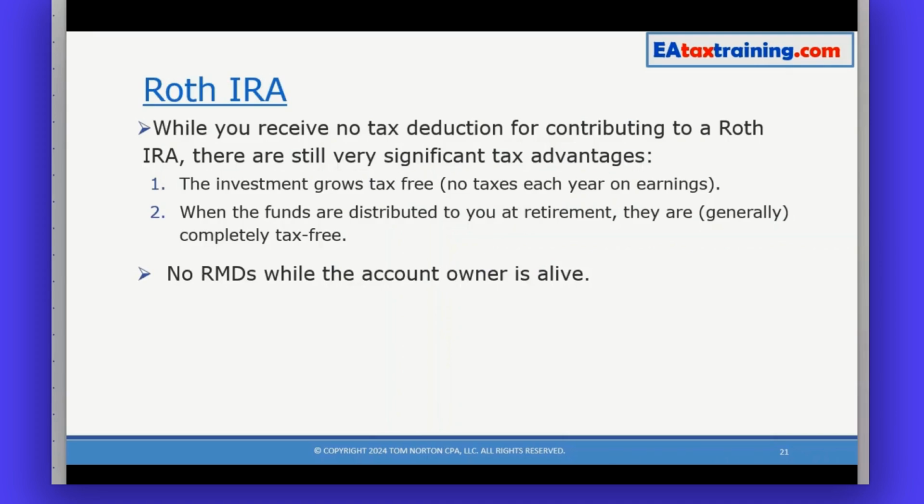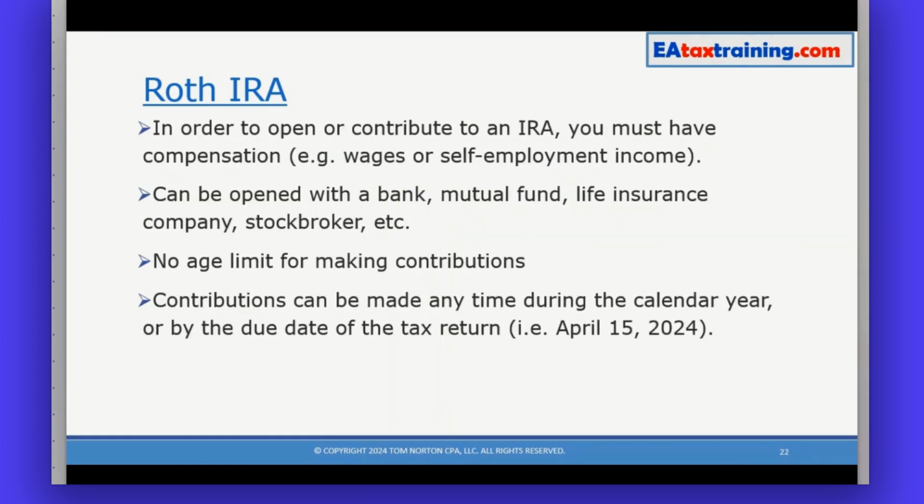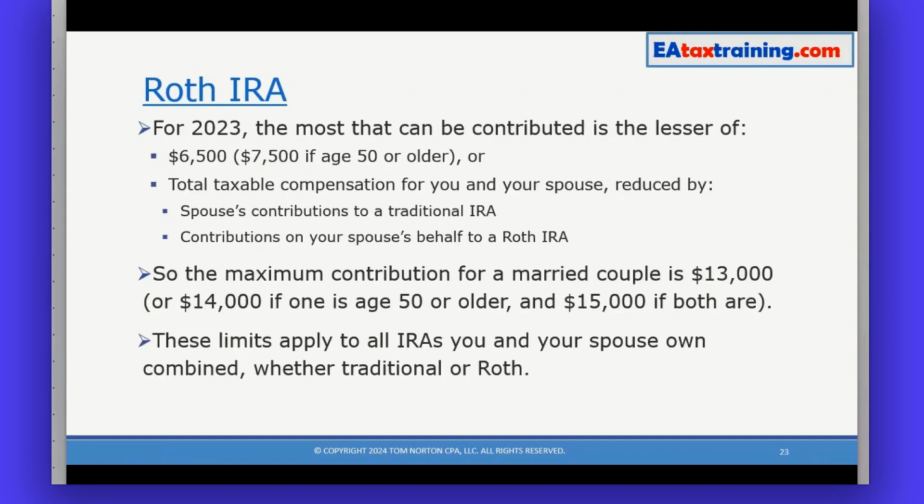But as long as the account owner is alive, there are no RMDs because the IRS really doesn't care, because you're not going to be paying tax on that amount anyway. Just like a traditional IRA, in order to contribute to a Roth IRA, you must have compensation. It can be opened with any bank, mutual fund, etc. There is no age limit, and the contributions can be made anytime during the year or by the due date of the tax return. So that is exactly the same as for a traditional IRA.